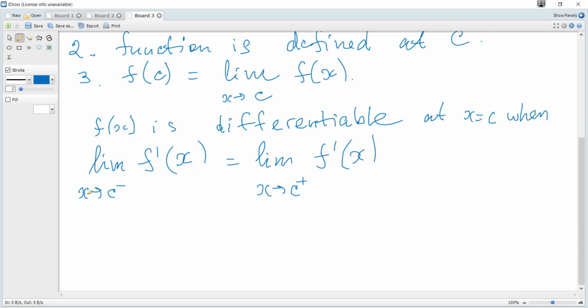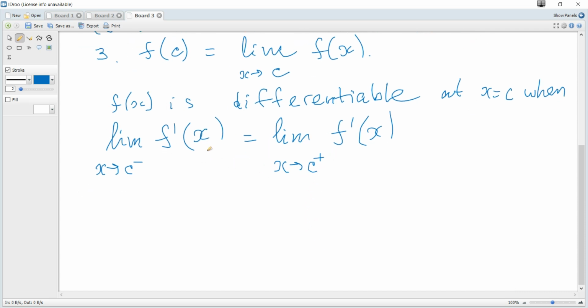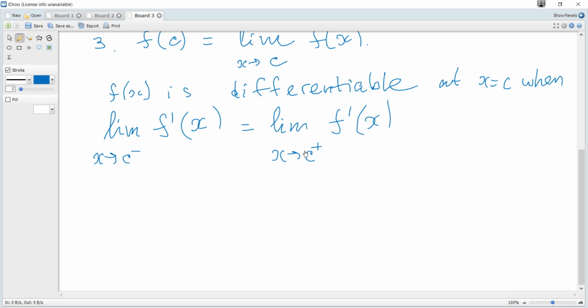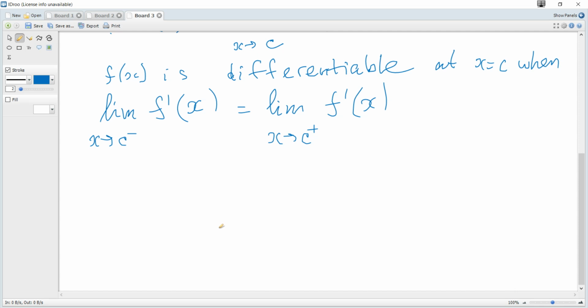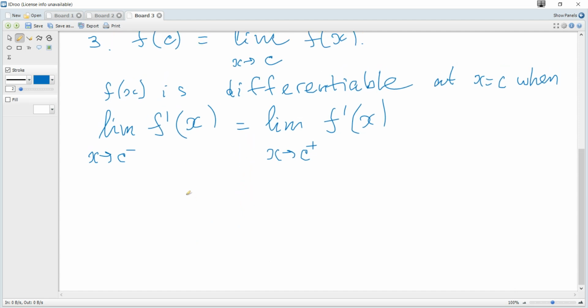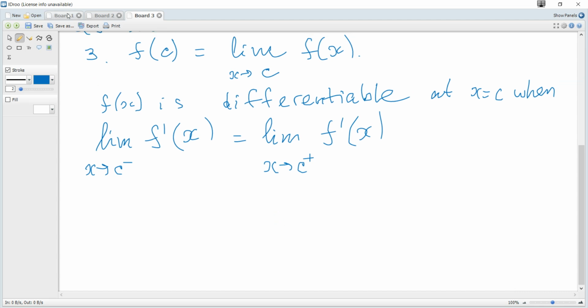And to show that the function is differentiable at some point, we show that the limit of the derivative when x tends to c from the left is equal to the limit of the derivative when x tends to c from the right. In other words, when the limit of the derivative when x tends to c exists, such a function is differentiable. It means that the gradient changes continuously. If a function looks like this, you can see that it is not differentiable at this point. You can conclude it automatically.